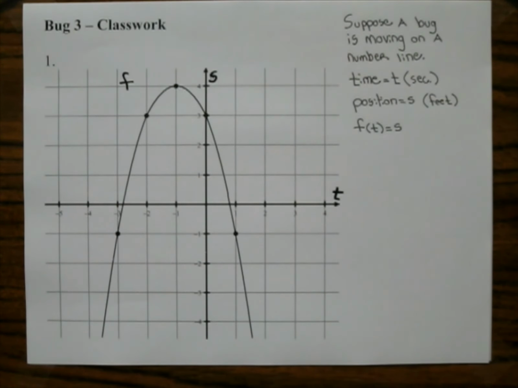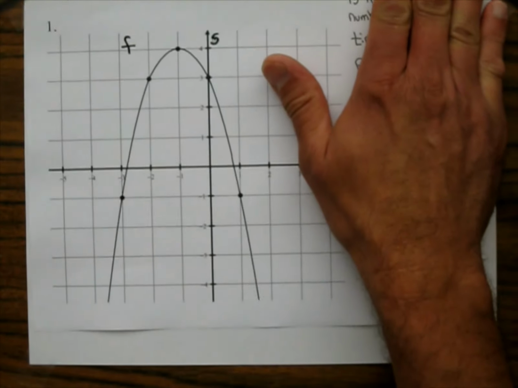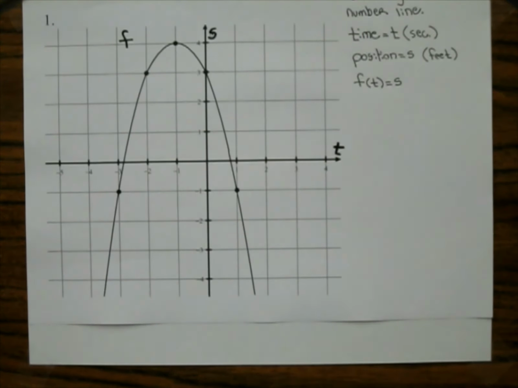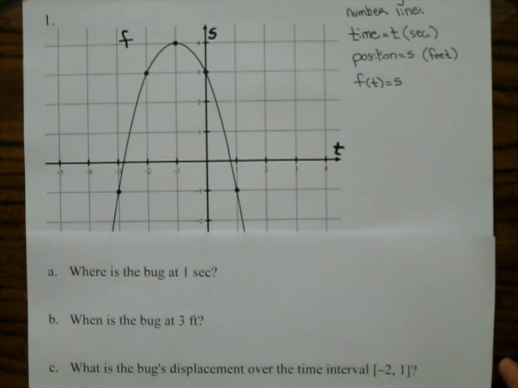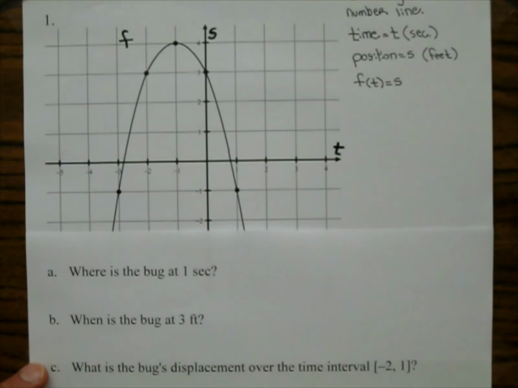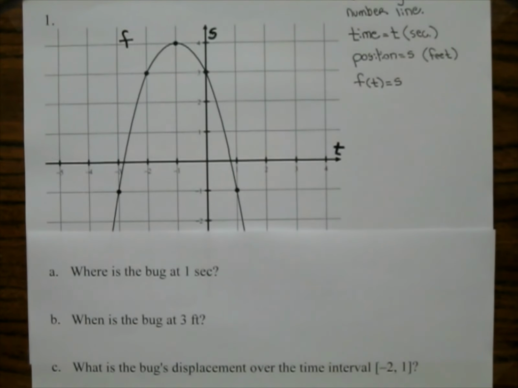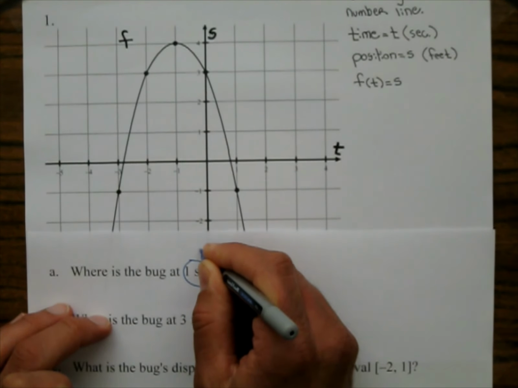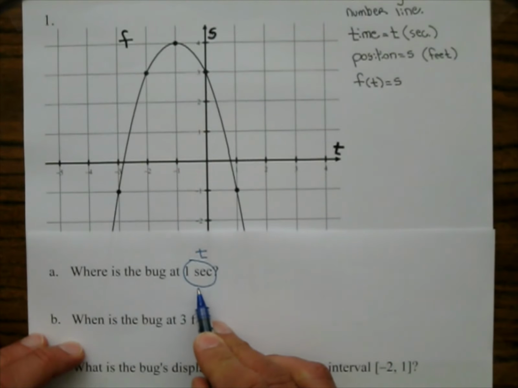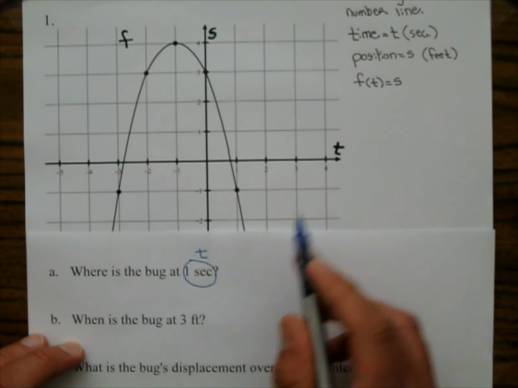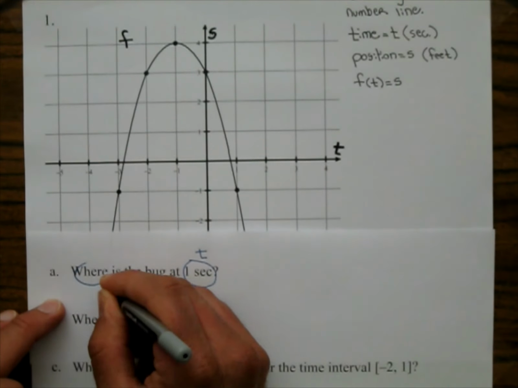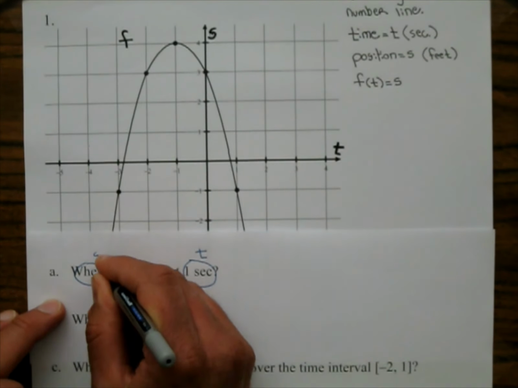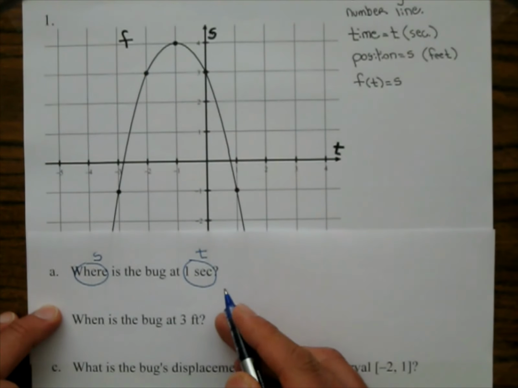Let's go ahead and answer some questions here. So we'll move this up. This is going to be a little tricky because if I was in the classroom, I'd have a lot of board space. Anyway, I think we can do this. It says, where is the bug at 1 second? So 1 second happens to be time. So this is t. T is 1. And where happens to be position. So we're actually asked to find an s value given a t value of 1.